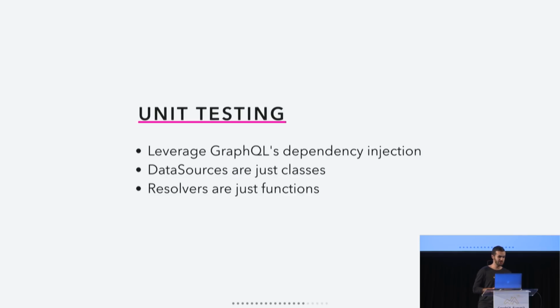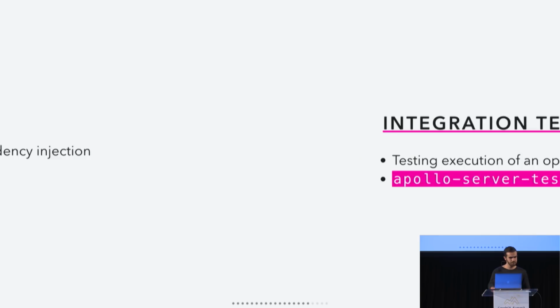Up next, unit testing is actually something that's very enjoyable. It can really leverage GraphQL's dependency injection very well. And the reason, and I'll talk about like what this is in a second and why this is important. But at the end of the day, testing resolvers and data sources are pretty simple because resolvers are just functions and data sources are just classes. So if you've ever tested a JavaScript function, you can test resolvers as long as you're using dependency injection wisely.